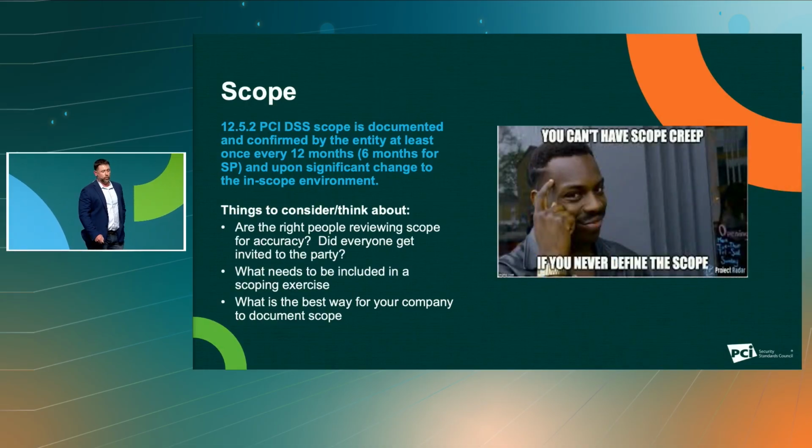And of course, you can't have scope creep if you never define your scope. So 12.5.2, you have to now define and document your scope every 12 months, unless you're lucky enough to be a service provider, and then you have to do it every 6 months, or upon significant change.